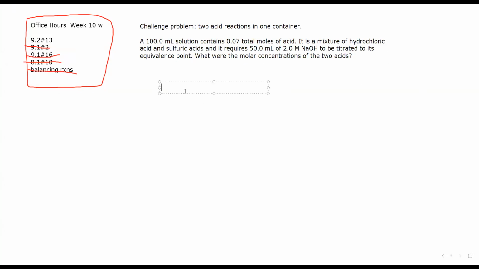Okay, so the first thing we need to realize is that we've got two different chemical reactions going on. We're going to have HCl plus NaOH as one of our reactions, going to NaCl plus H2O. And then we're going to have a second reaction, which is going to be H2SO4 plus 2NaOH goes to Na2SO4 plus 2H2O.